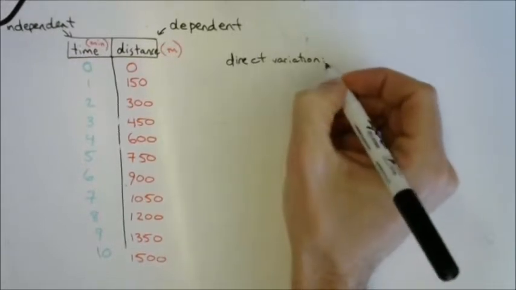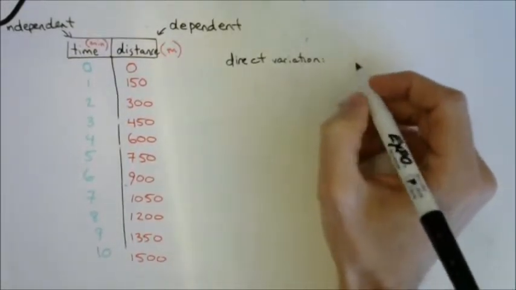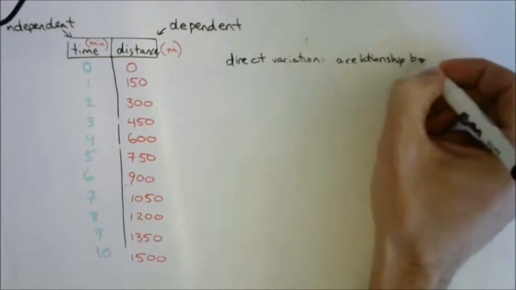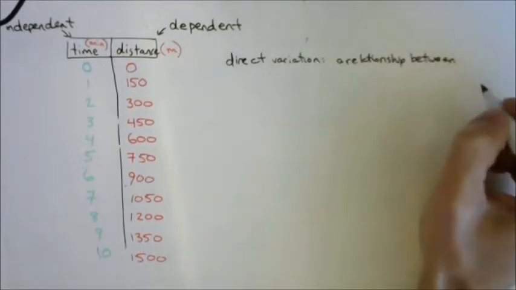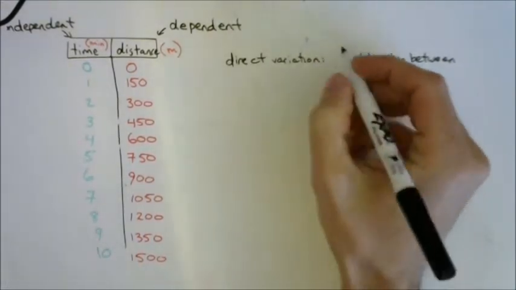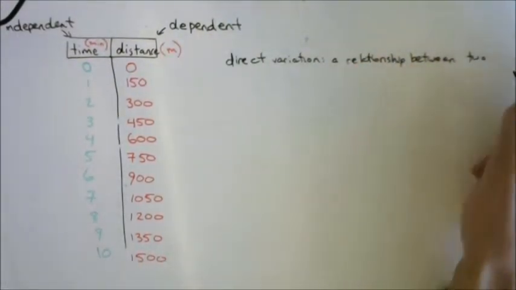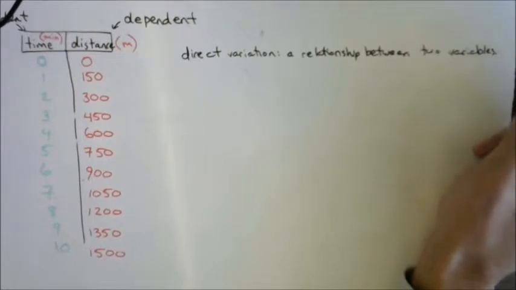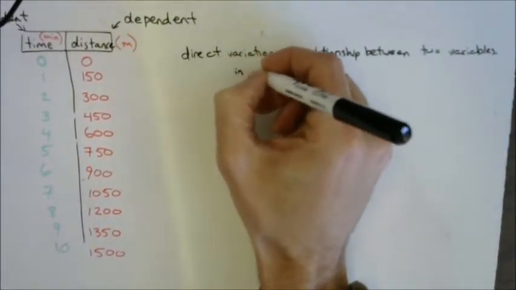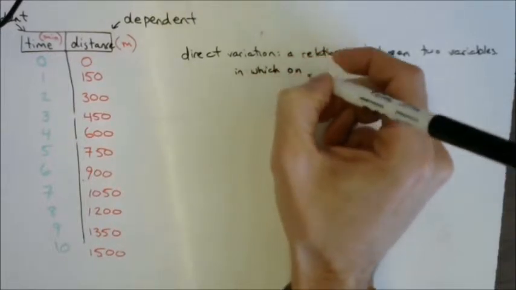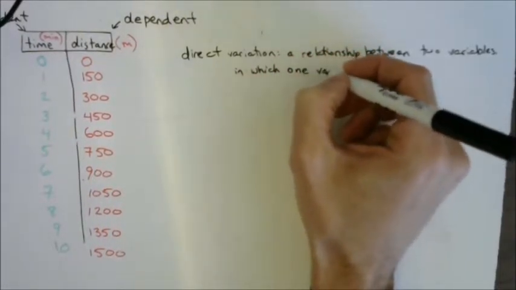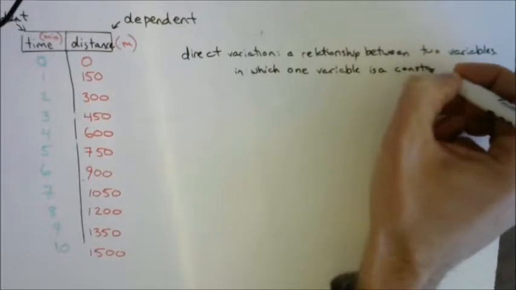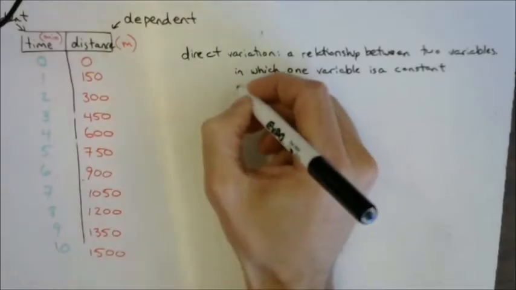All right, you should have written direct variation at the top of page 7. Direct variation: a relationship between two variables in which one variable is a constant multiple of the other.